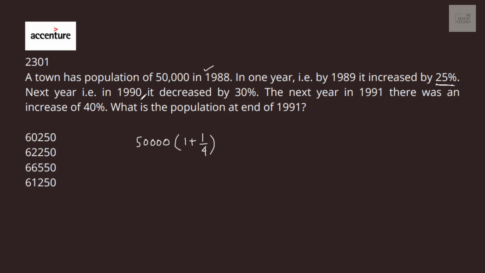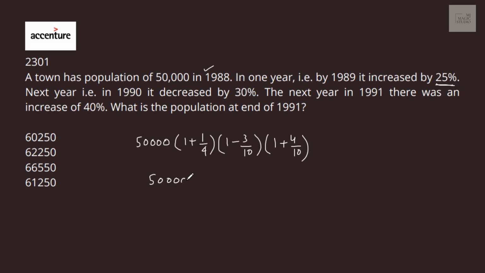Next year, in 1990, it decreases by 30%. Decreases by 30% means it now becomes 1 minus 30%, which is 7 by 10. The next year, in 1991, there was an increase of 40%. That means at the end of the next year, it would be 1 plus 4 by 10. So now if we solve this, we would be able to find the actual value at the end of 1991.